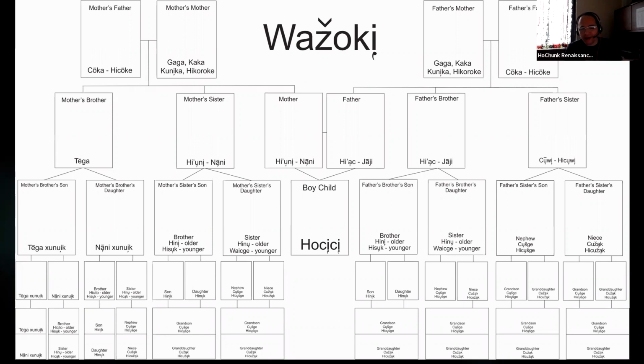So we'll start with the mother and the father. These are the terms that we always use, Hi'anch and Jaji. Over here we have the father's mother, and then the father's father, which we call Choka and Gaga. We have the same thing over here, Choka and Gaga, for the mother's parents. As you look at this, we'll start with the father. Ho-chunk, we're patrilineal people. That's what we are.